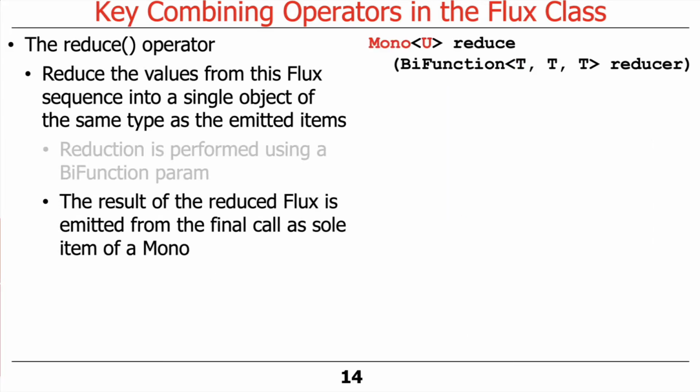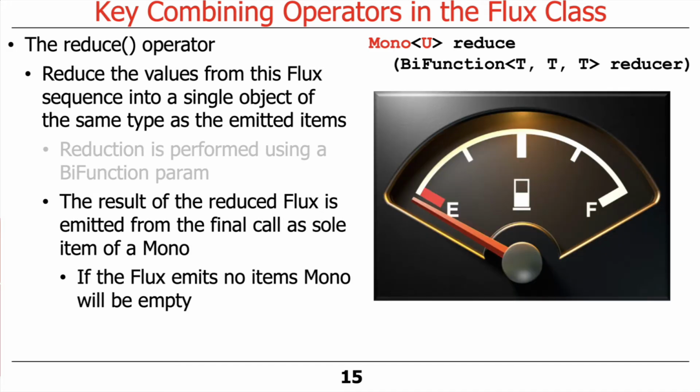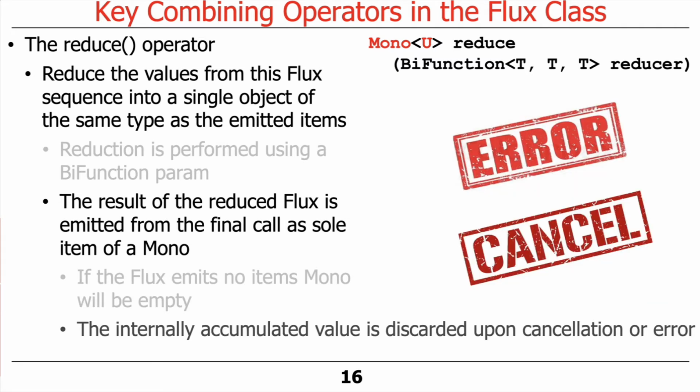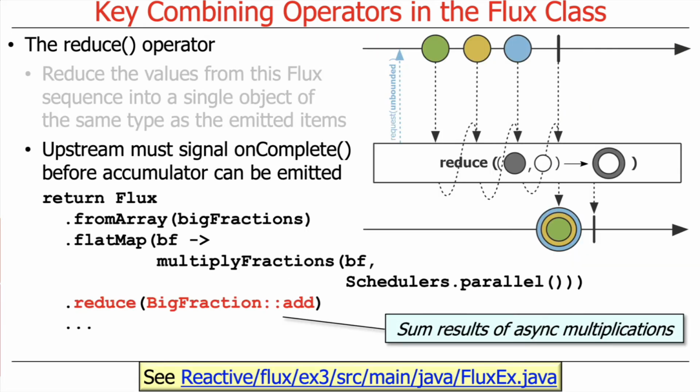The result of the flux is emitted from the final call as the sole item of a mono. So it makes sense. You reduce into a mono. That's a slight bit different than how things work in Java streams, where you typically reduce something to a primitive type. Because everything in Project Reactor is asynchronous, at least potentially asynchronous, we reduce into a type that itself is an asynchronous type, like a mono. If the flux emits no items whatsoever, the mono will be empty, which is perfectly okay. If something goes wrong, the internally accumulated value that's being created as we go through this process will be discarded if something goes wrong or if we get canceled.